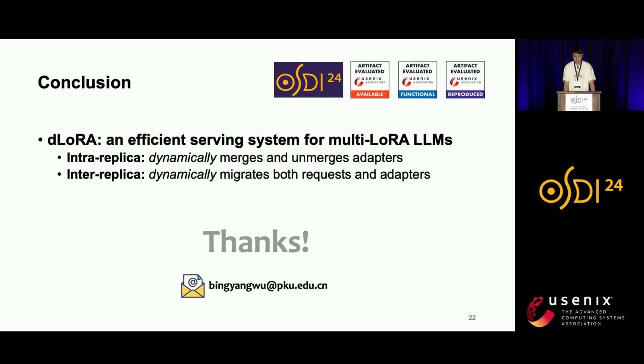To conclude, we propose an efficient serving system for multi-LoRA LLMs, dLoRA, which dynamically orchestrates LoRA adapters and requests simultaneously. Within each replica, dLoRA dynamically merges and unmerges adapters and accordingly batches requests to reduce the end-to-end latency. Among multiple replicas, dLoRA dynamically migrates both requests and adapters to balance the load. And the evaluation shows that compared to the state-of-the-art solutions, dLoRA achieves significant throughput improvement under the SLO constraints.